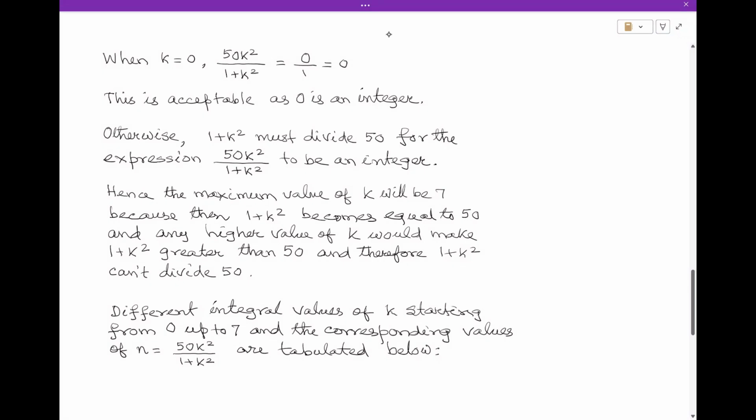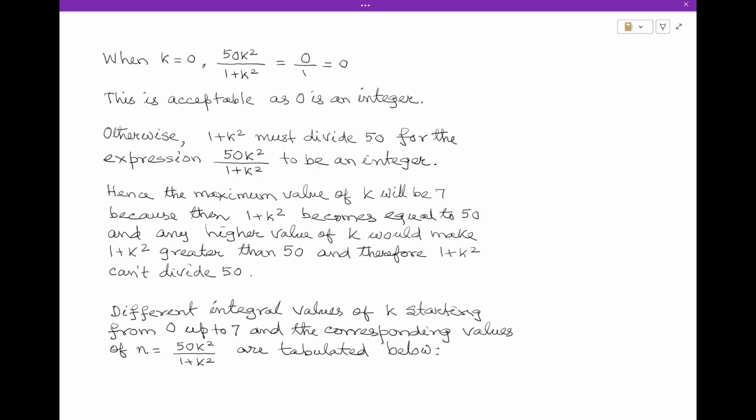When k is equal to 0, we get 50k square divided by 1 plus k square equal to 0 by 1, and that is 0. Since 0 is an integer, the value of k equal to 0 also provides n equal to an integer, which is 0. Therefore, this is acceptable. Otherwise, 1 plus k square must divide 50 for the expression 50k square divided by 1 plus k square to be an integer.